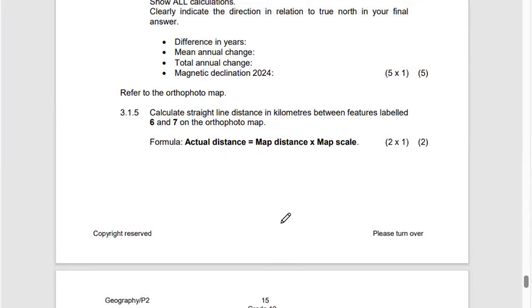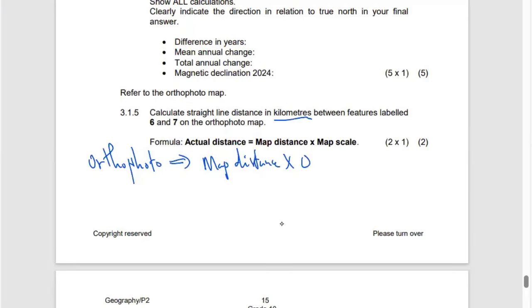If you're supposed to calculate, you are using the orthophoto. We just highlight here: when you are calculating distance on the orthophoto map, place your ruler and get your distance. So from the orthophoto, you take your map distance and multiply by the map scale. For you to multiply directly, your answer is needed in kilometers. For an orthophoto, you take your map distance in centimeters and multiply it by 0.1 kilometers. You get your answer directly in kilometers.